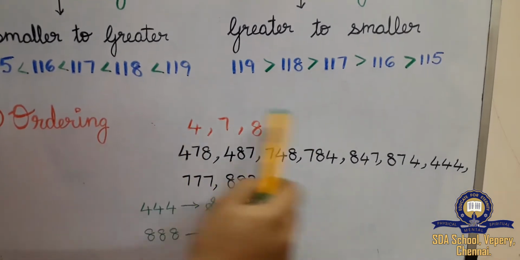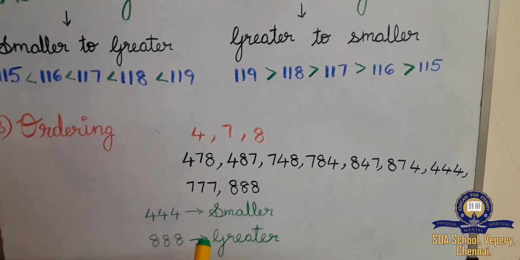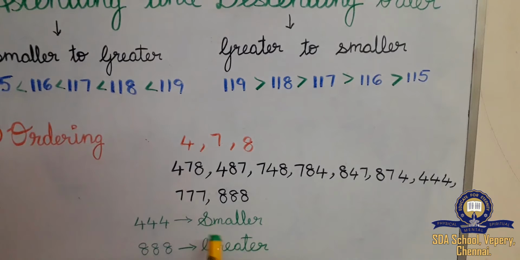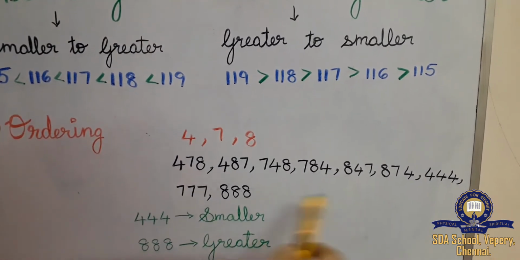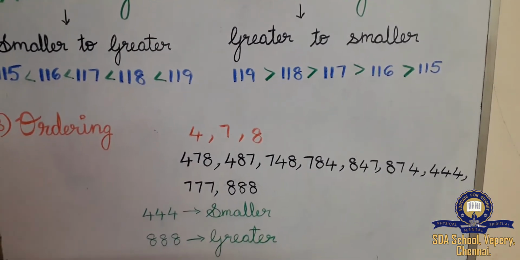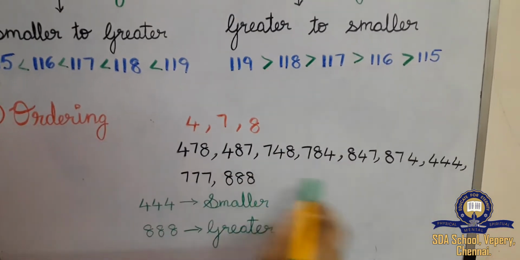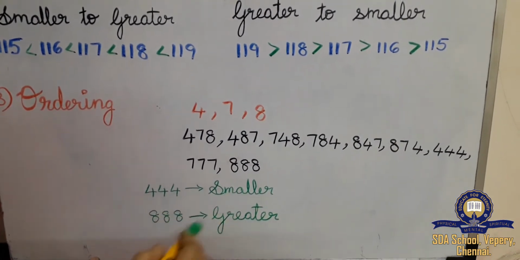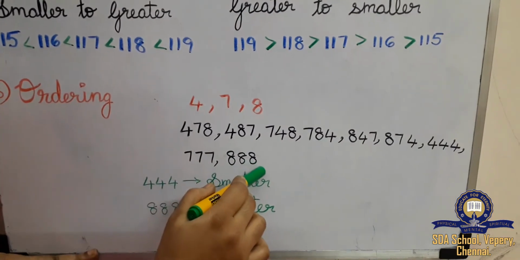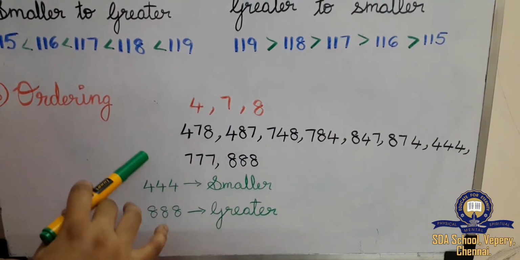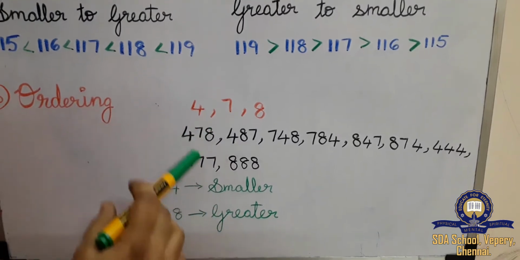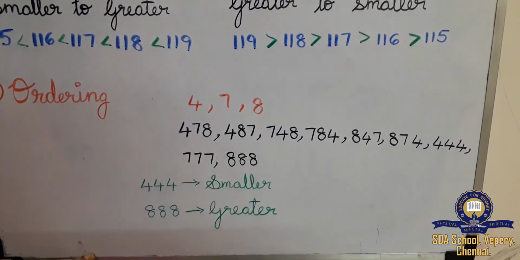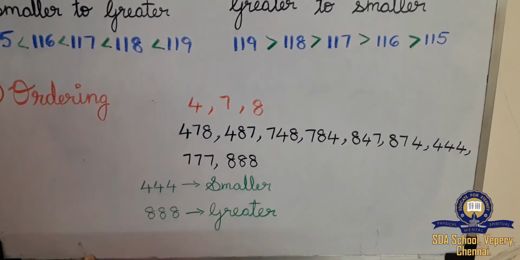So from these numbers we have to form a smaller number and greater number. Okay, we have to circle the smaller number and greater number. So here the smaller number is, among these numbers, 444. What is the greater number? 888. So they will be giving 2-digit or 3-digit numbers, and we have to form a new number using those numbers. Okay, so let's go into the next topic.